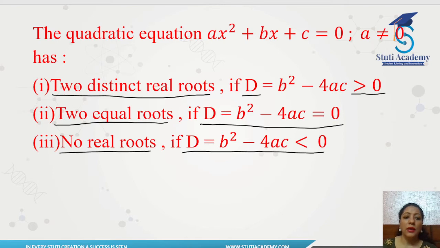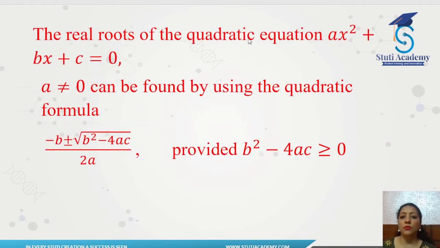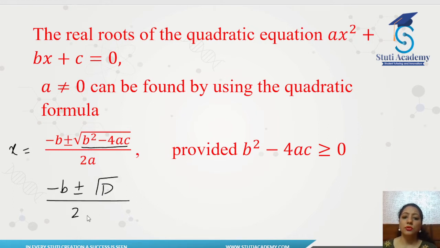Now, the real roots of the quadratic equation ax square plus bx plus c equal to 0, a not equal to 0, can be found by using the quadratic formula. If the real roots exist, that means the discriminant is either greater than 0 or equal to 0, then we can find the value of x. The roots we can find by using minus b plus or minus square root of b square minus 4ac upon 2a. This particular value inside the square root sign is actually the discriminant. So that is minus b plus or minus square root of D upon 2a.